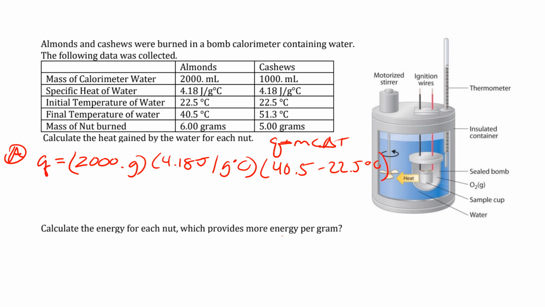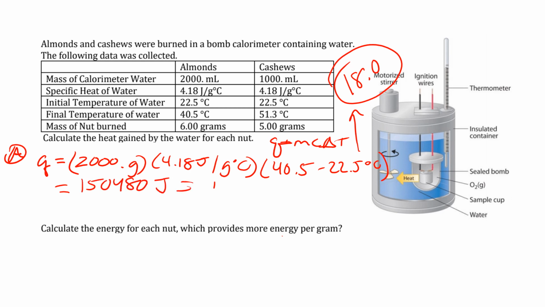I'm doing this specifically so you can see what I'm going to get. So 40.5 minus 22.5 is 18.0, keeping sig fig rules in mind. So 2,000 times 4.18 times 18.0 is going to give me 150,480 joules, or about 150 kilojoules.